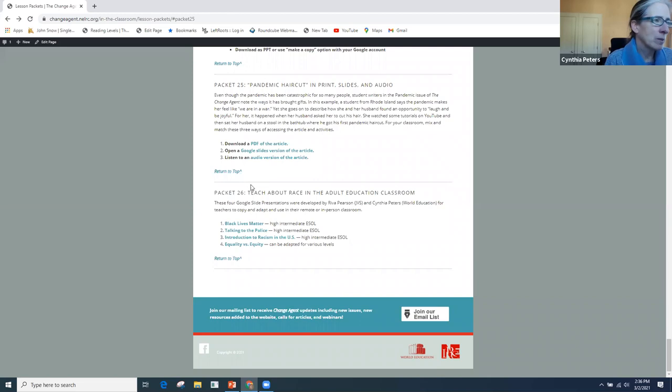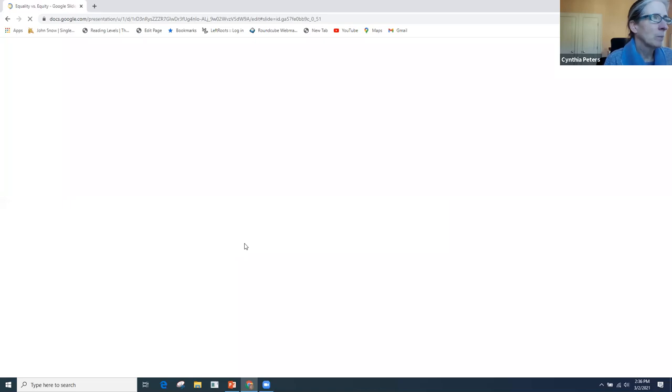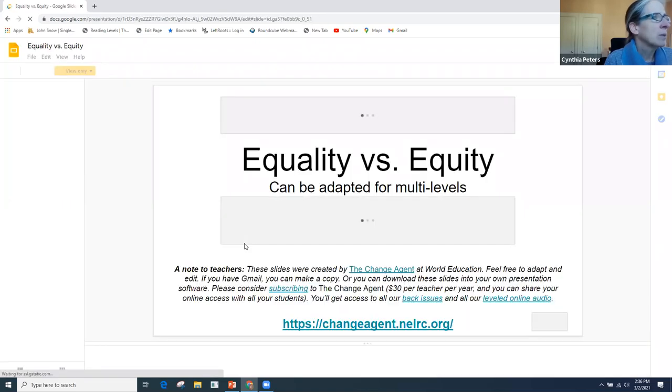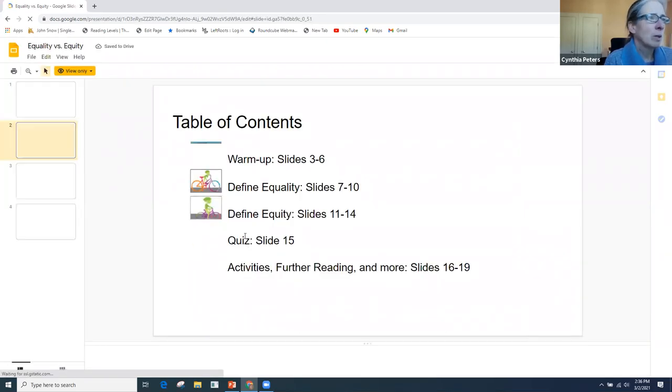While we're thinking about this, I want to point out that for Packet 26, race is a big issue in this country all the time. It's been especially at the top of people's minds in the recent past. And so we put together these four Google slides. Let me click on this one. This one is about equality versus equity.